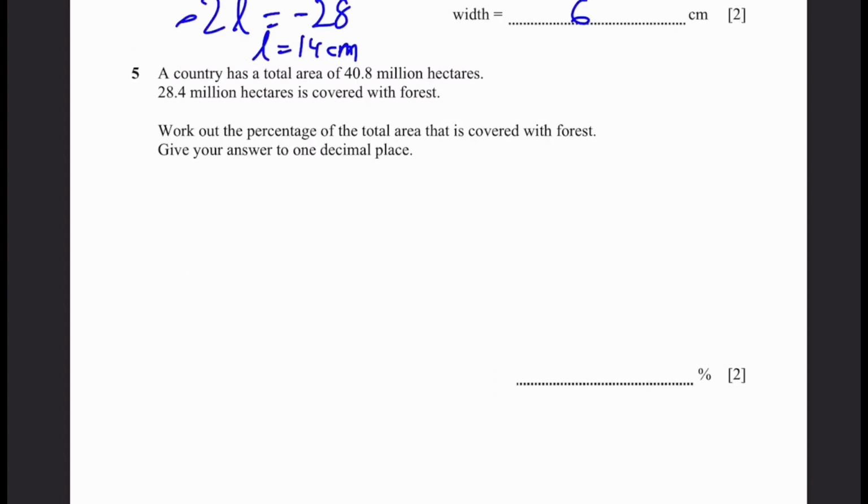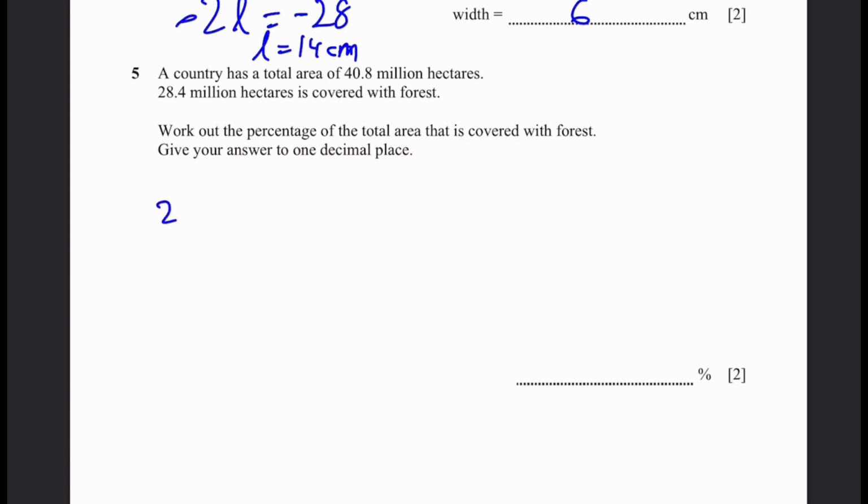Question 5. A country has a total area of 40.8 million hectares. 28.4 million hectares is covered with forest. Work out the percentage of the total area that is covered with forest. Give your answer to one decimal place.